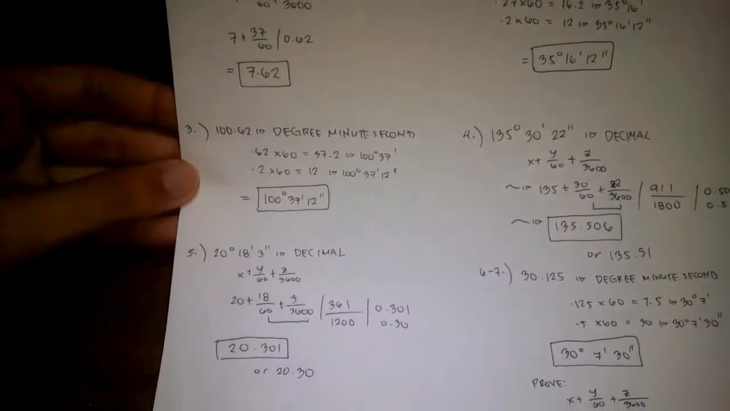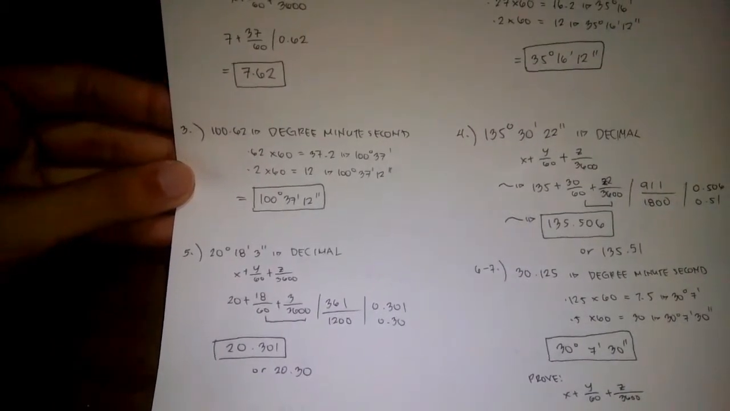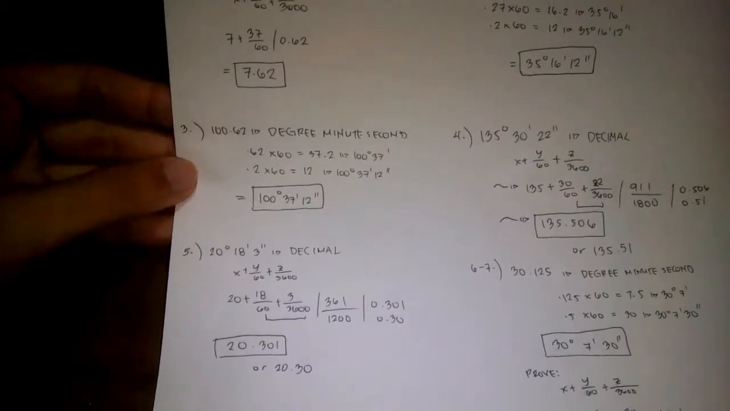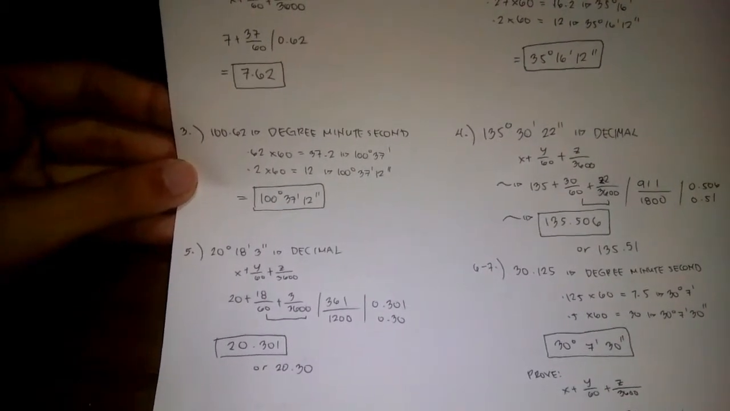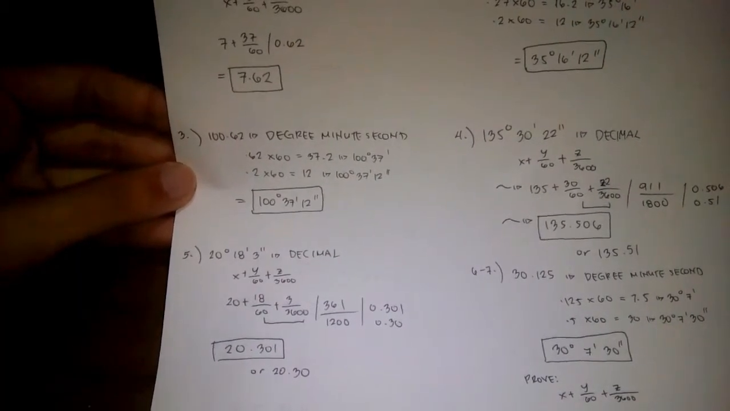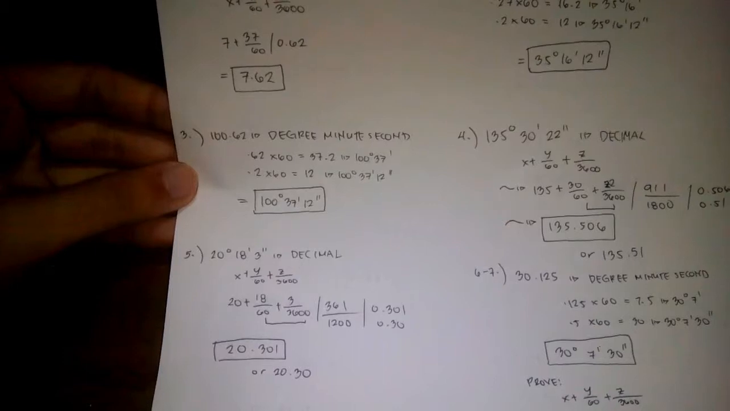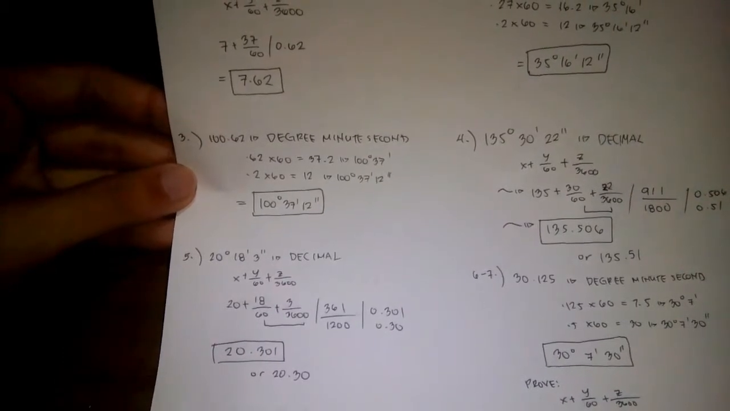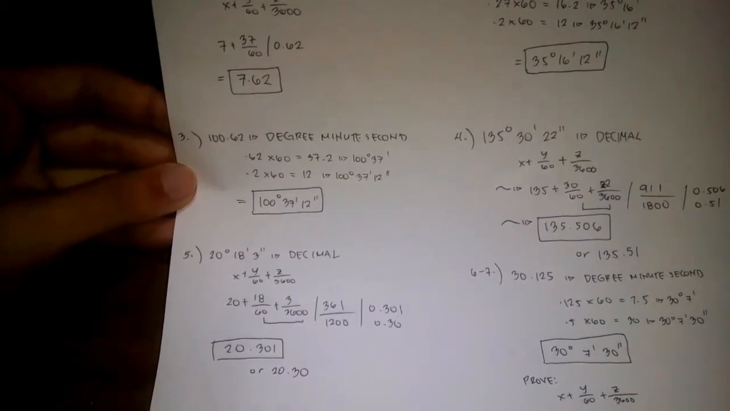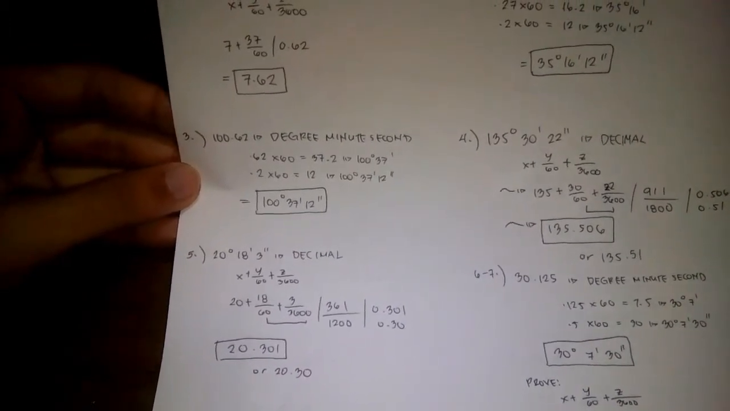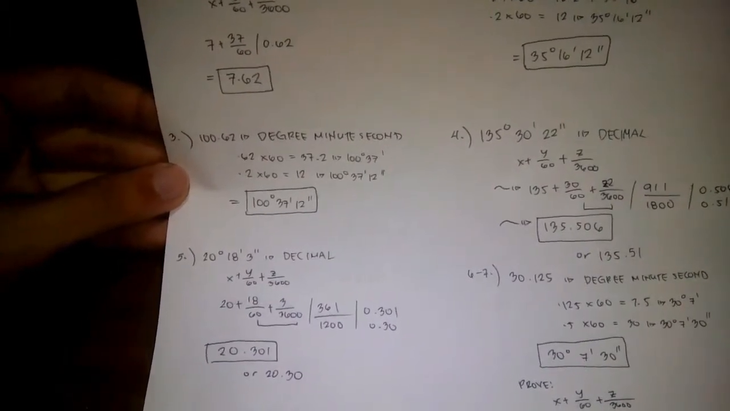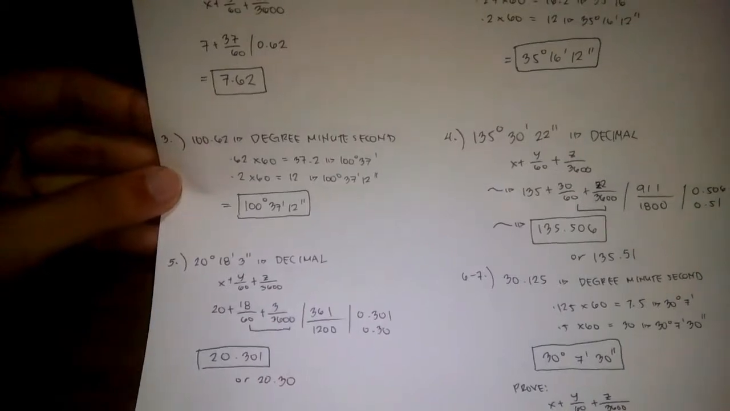In number 3, our given is 162 hundredths converted to degree, minute, and second. So, use 0.62 to get minutes. 0.62 times 60 is equal to 37.2. We only need the whole number, that's why it will be 162 degrees and 37 minutes. Copy 2 tenths to get seconds. 0.2 times 60 is equal to 12. Therefore, our final answer is 162 degrees, 37 minutes, and 12 seconds.